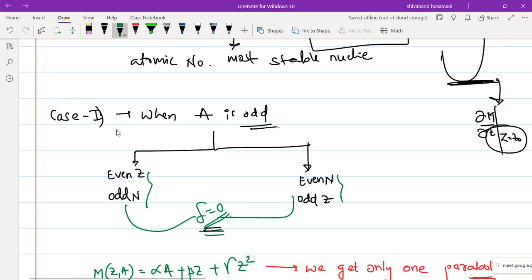For odd A, if A is odd, here the numbers are not odd, protons and neutrons are not odd, complete A is odd.